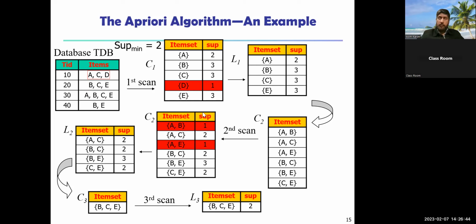So A, C, D, A occurs in this. A occurs here also. So there are two A's, right? So this is one item set. B, C, D. And we have the count here, the support in terms of absolute count. So we have now scanned the database once and we have the counts for single items or one item sets, and we have written them here.